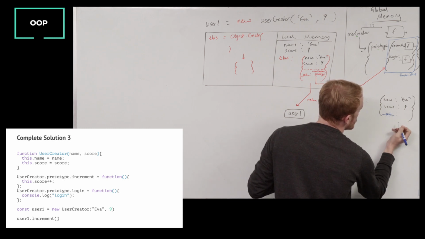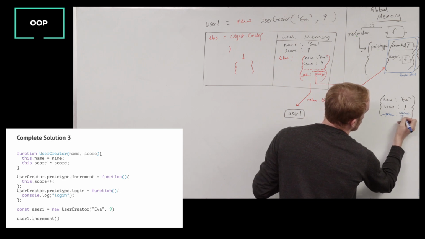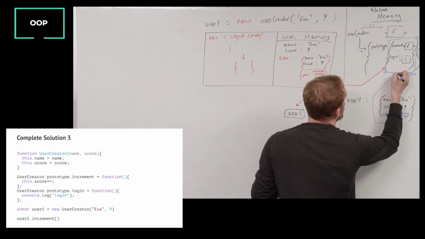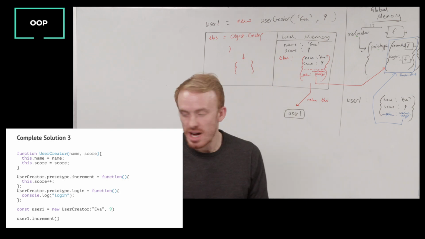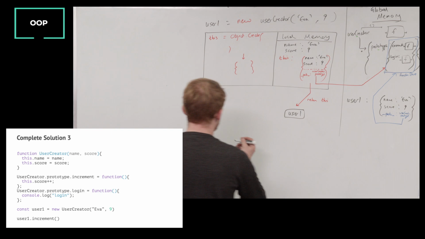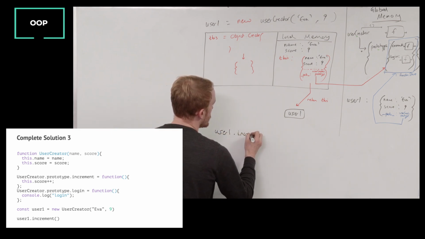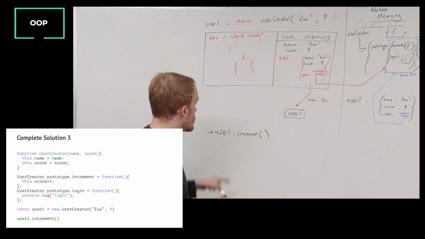user1 is now that returned out object with name is Eva, score is 9, and the hidden __proto__ reference to userCreator.prototype, which is just the location, just the place we're going to go looking for our shared functions. So now we ask ourselves, can we do our all-important challenge Z of user1.increment? Is our functionality there available to us on user1?